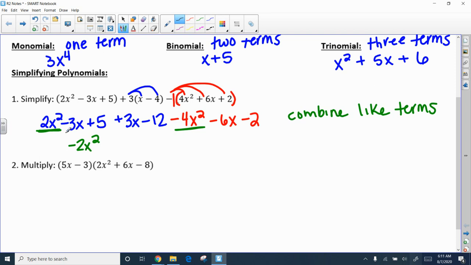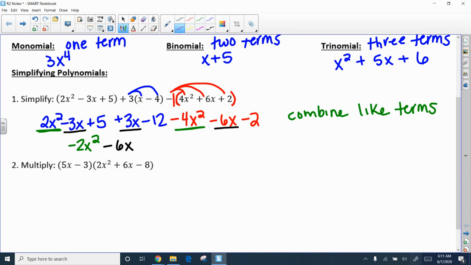The next like terms are the terms with x's. So we have a minus 3x, a positive 3x, and a minus 6x. Or you can think of it as a negative 3x, a positive 3x, and a negative 6x. So when I combine or add those together, negative 3x and 3x is 0, and then negative 6x. So we have a minus 6x.